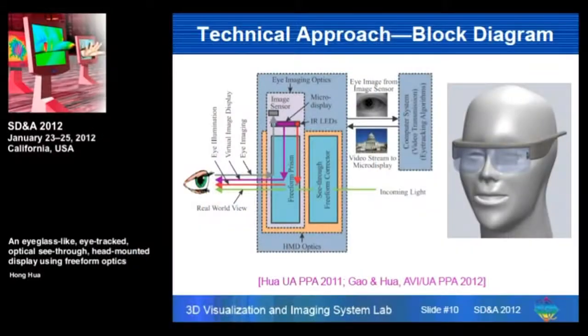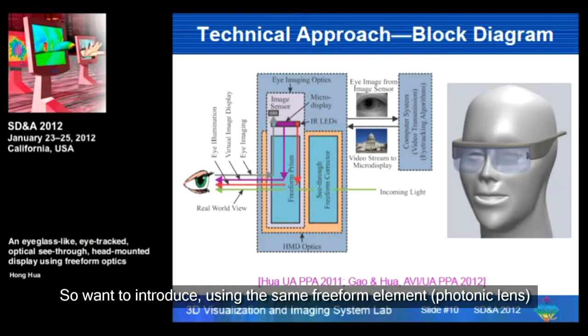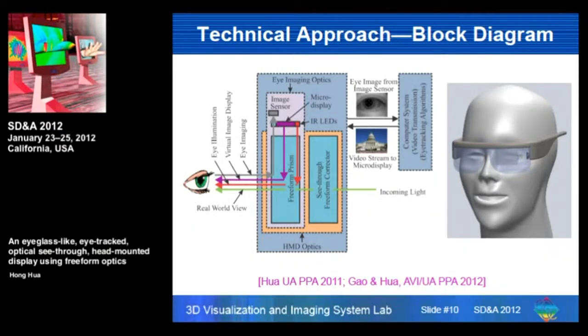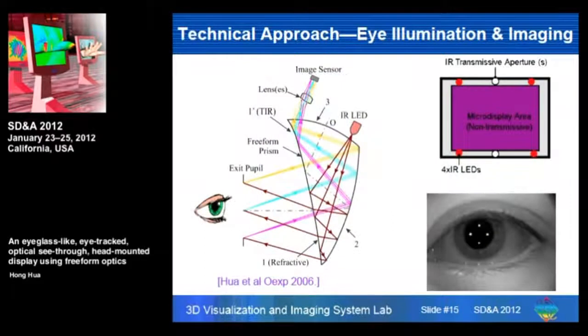So let's go. We want to use the same freeform element to collimate the light from multiple LEDs in order to illuminate the eye uniformly and create the features we want to track. So that's the second function of the photonic element. She wants to use the same lens to illuminate the eye. And this diagram here is showing us how that's being done.